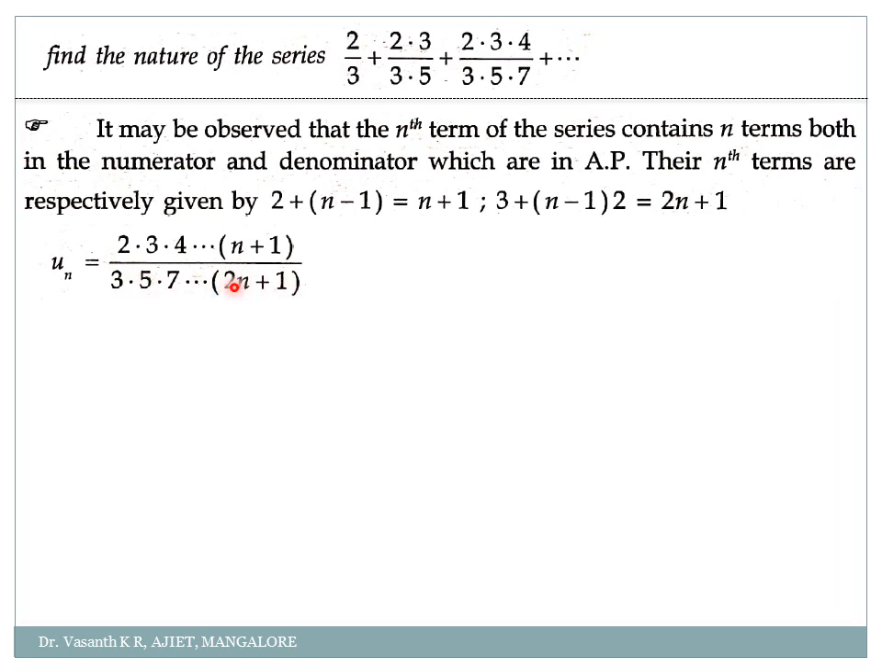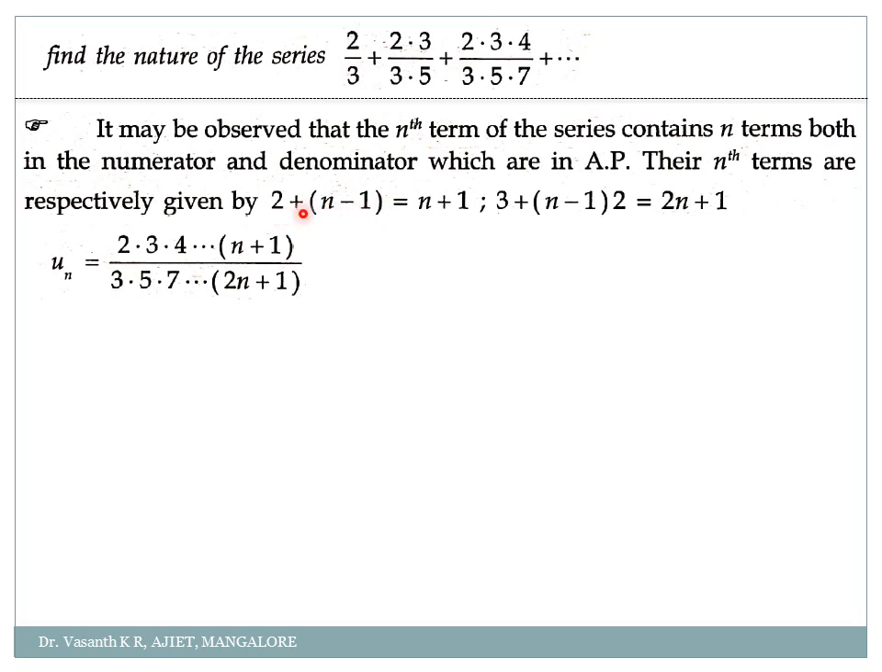Now take n equal to 1. 2 into 1, 2. 2 plus 1, 3. Take n equal to 2. 2 into 2, 4. 4 plus 1, 5. Take n equal to 3. 2 into 3, 6. 6 plus 1, 7. Correct? So this is the way how we have to identify the nth term. Okay.